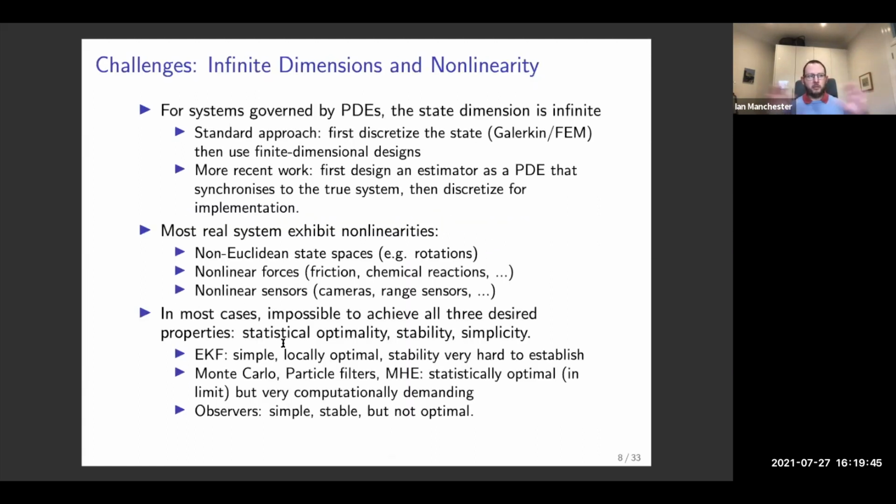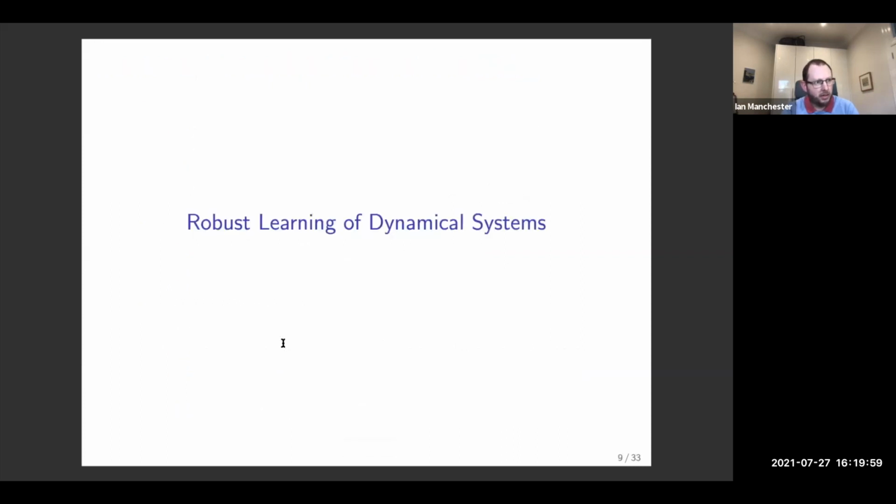So that's a brief overview of the lay of the land on nonlinear state estimation, at least from the control systems and robotics perspective. So unless there are any questions on that, now I might shift gears to the second part of the talk, introducing our recent research on robust learning in the context of dynamical systems. Okay, I think we'll go on to that then.